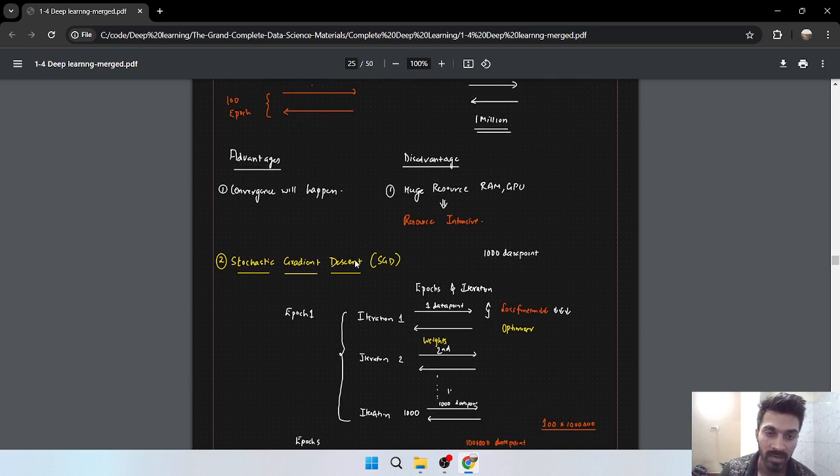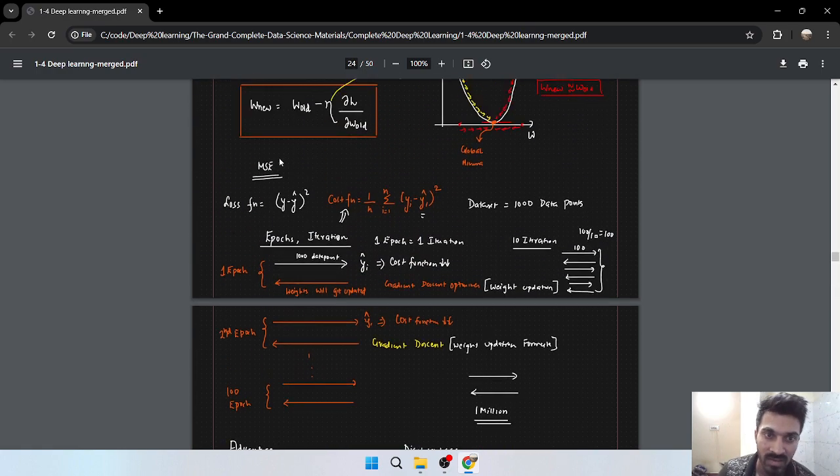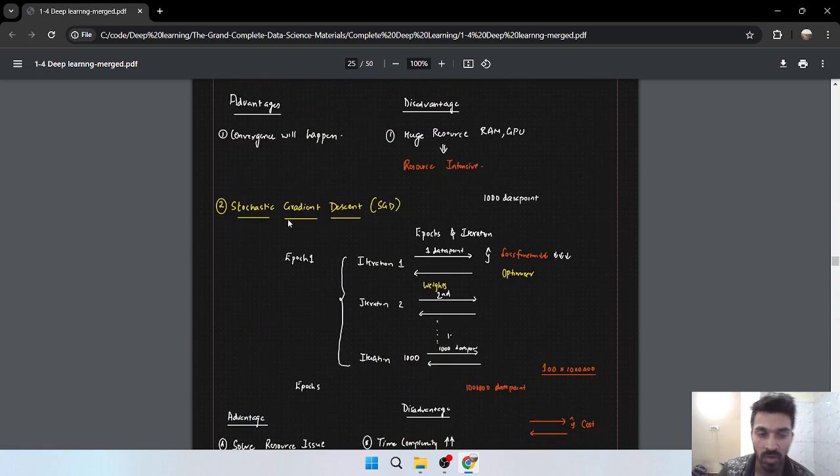Now the scientists discovered a second version of gradient descent, which they named stochastic gradient descent. The difference between gradient descent and stochastic gradient descent is only this: in stochastic gradient descent, we pass one record at a time. Suppose your data set has 1 million records, then in every epoch you have to iterate 1 million times. So this is again a problem.